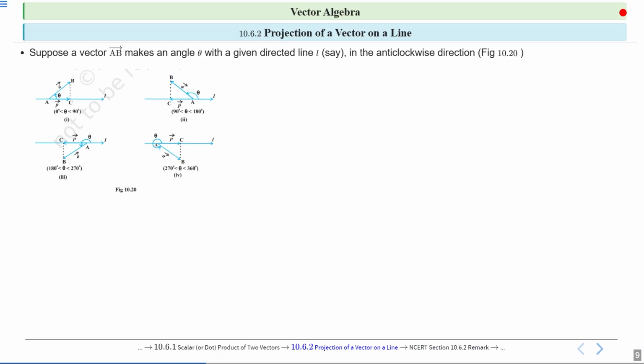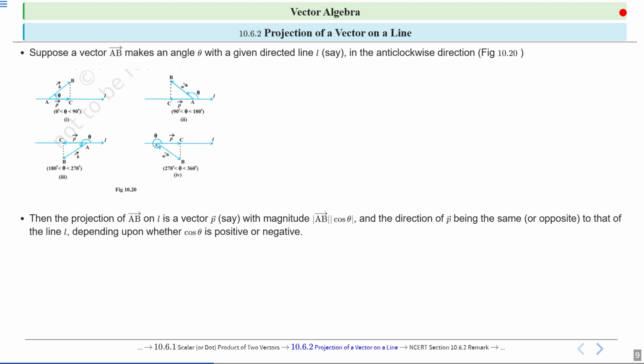Now let's start with NCERT section 10.6.2, projection of a vector on a line. Suppose a vector AB makes an angle theta with a given directed line L, assume in the anti-clockwise direction, right?